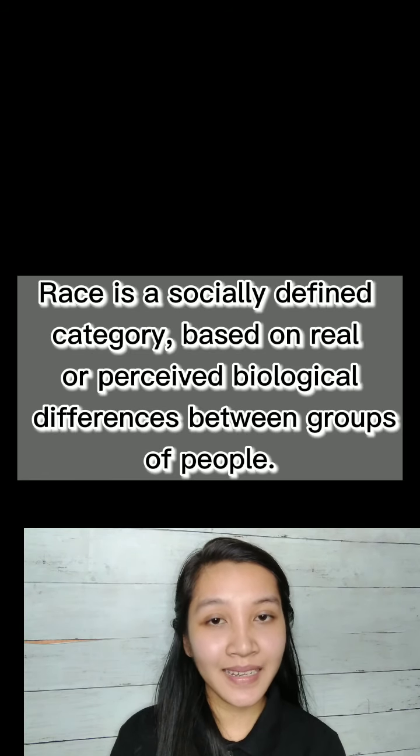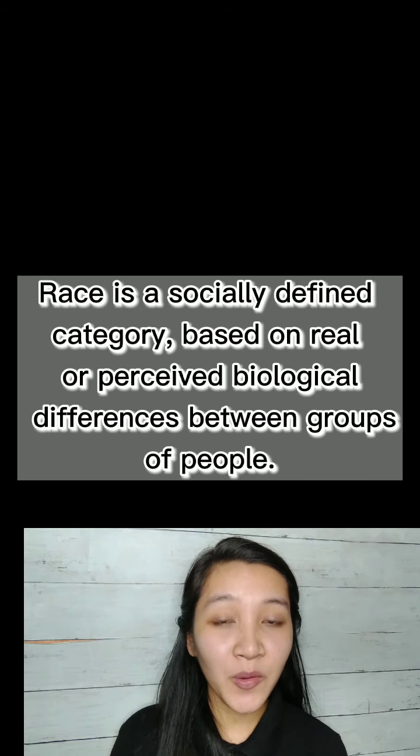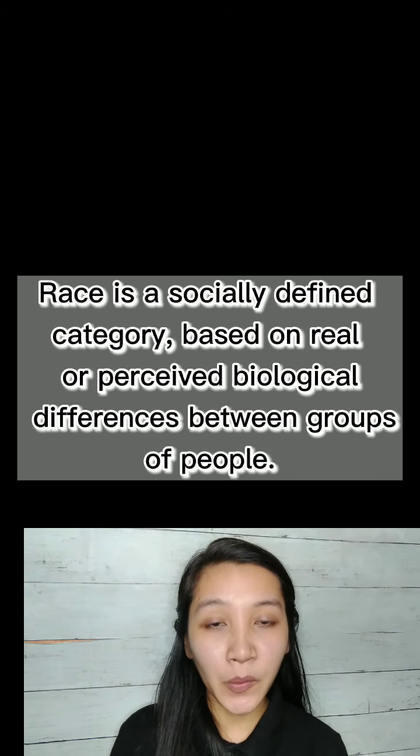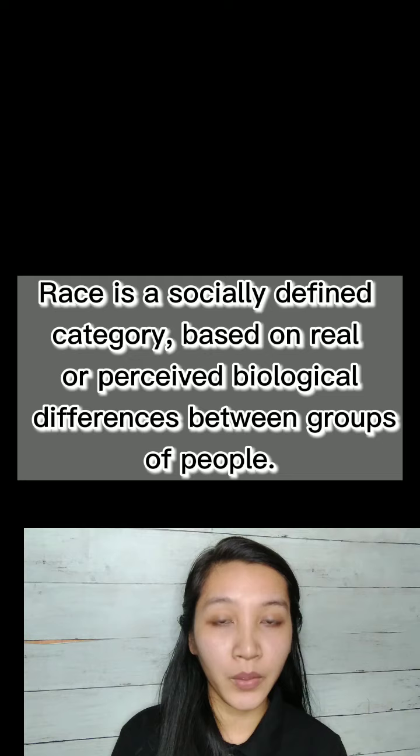According to sociologists, race is defined as a socially defined category based on real or perceived biological differences between groups of people, which refers to the differences in physical characteristics that society considers significant. These physical characteristics include the color of our skin, the texture of our hair, the shape of our eyes and our nose, and our height. Therefore, it includes all the physical characteristics that can be seen with our naked eyes.